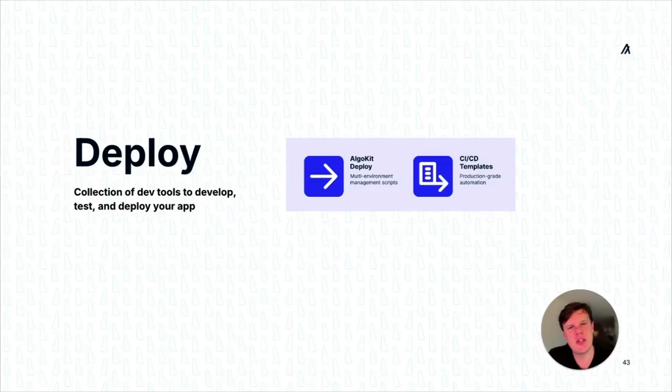And AlgoKit also includes tools to make deploying your app to Algorand very simple. With commands like AlgoKit deploy, you can deploy your smart contract to testnet or mainnet with minimal configuration. And it's all designed to work seamlessly with the other tools, so your development, testing, and deployment flow feels really nice and intuitive.